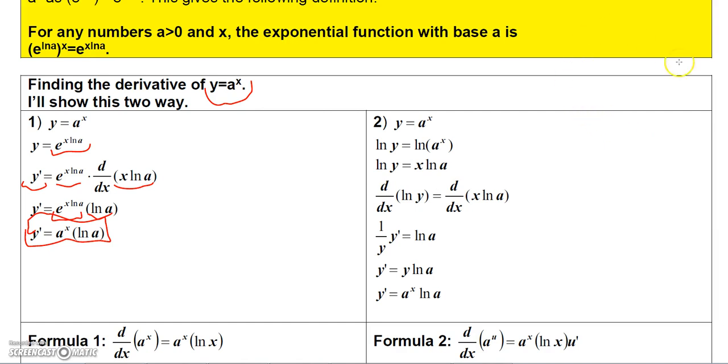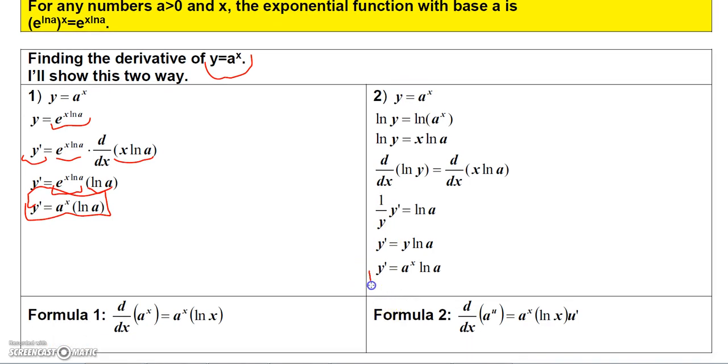Now, another way you can show that, and I'll let you freeze the video and look at this one, would just be to take the natural log of both sides. So if you take the natural log of both sides, you would get natural log of y is equal to x times natural log of a. Then if you take the derivative of both sides, the derivative of natural log of y is y prime over y, and the derivative of x times natural log of a is just natural log of a. Then multiply both sides by y, and you'll get y prime equals y times natural log of a. And since we know from up here y is equal to a to the x, then y prime would simply be a to the x times the natural log of a.